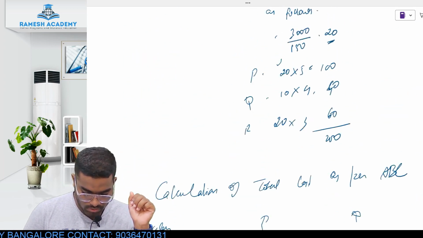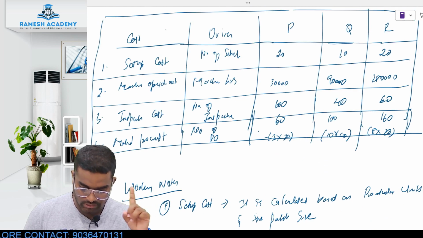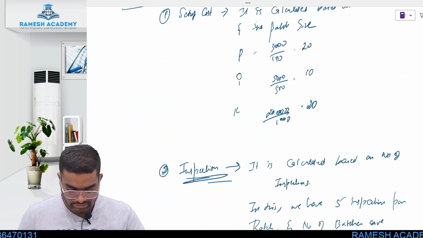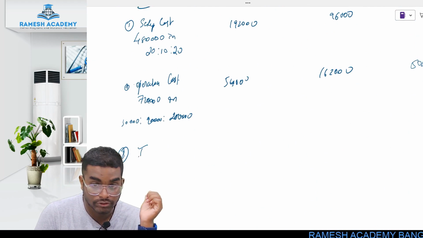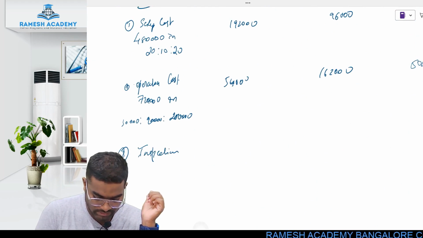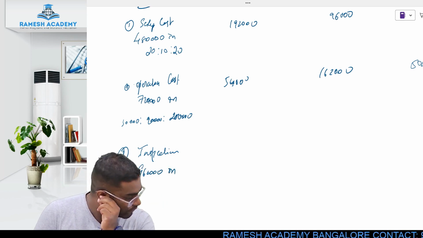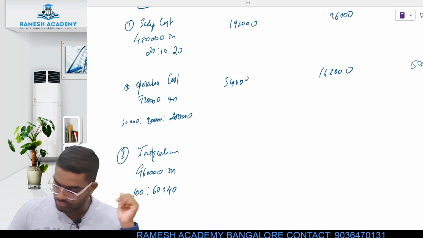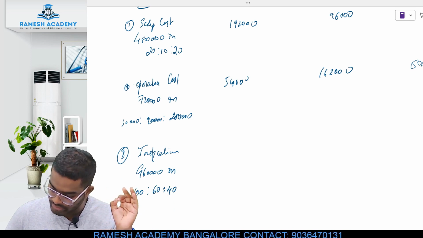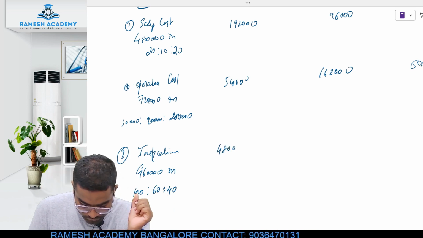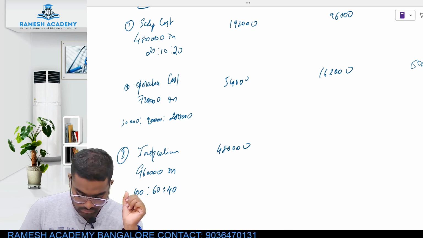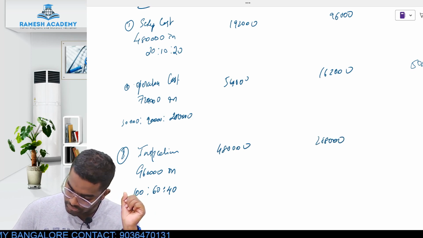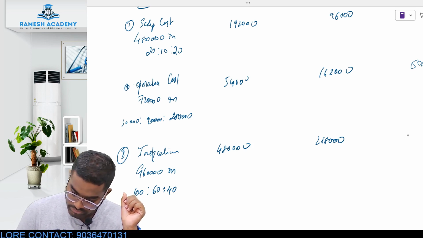Next we have inspection. Inspection is 9 lakh 60 in the ratio of 100, 60 and 40, which is 200. So I'll divide 9 lakh 60 by 200 into 100, which is 4 lakh 80. Then 60, it is 2,88,000, and then we have 9,60,000 divided by 200 into 40, which is 1,92,000.